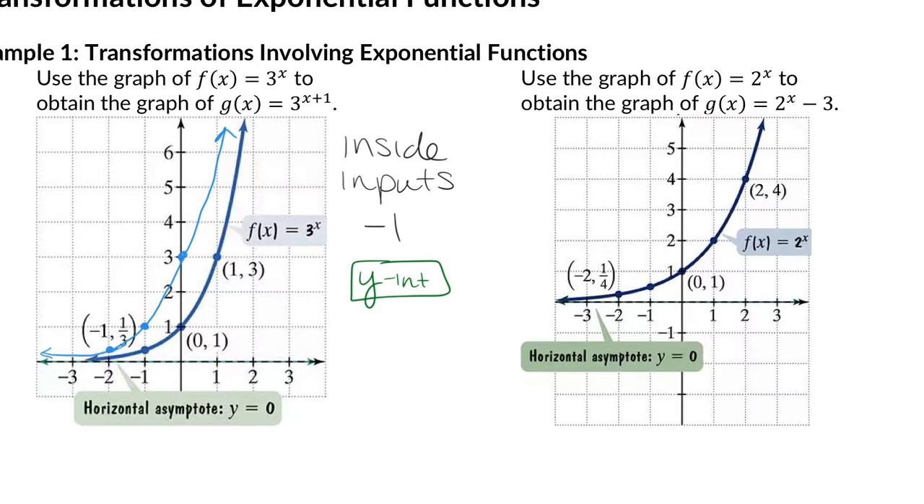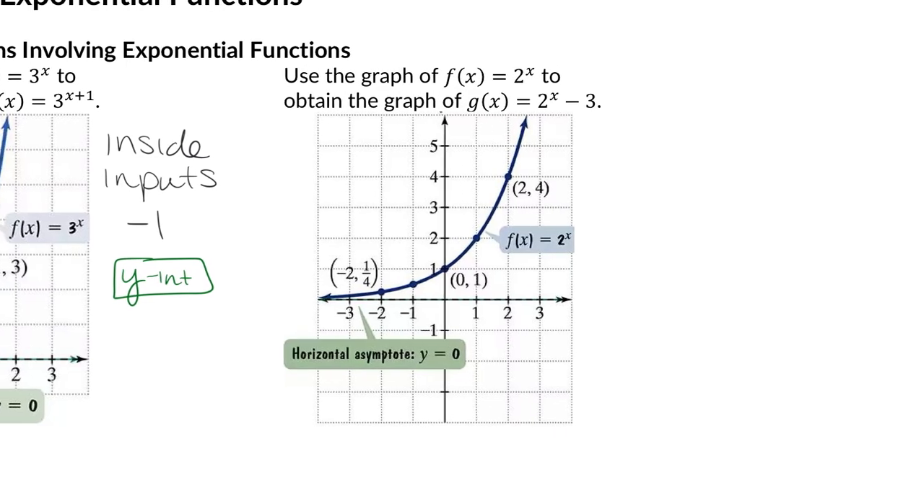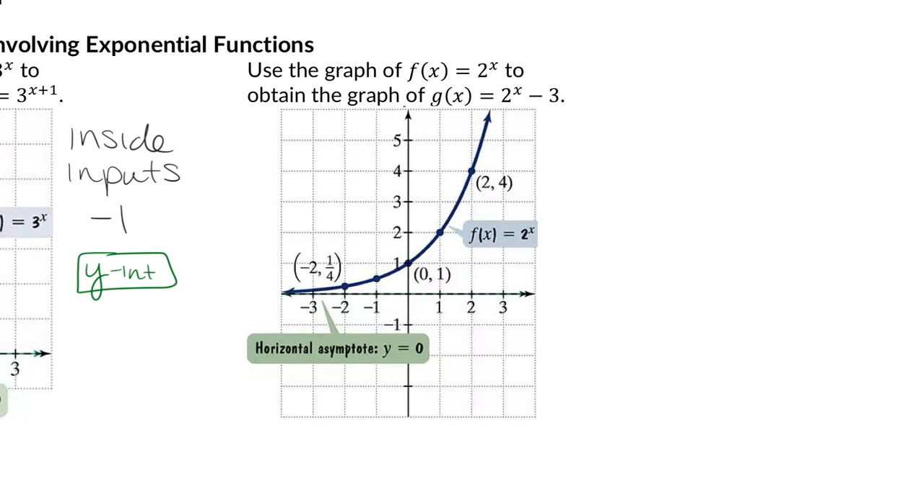What if we take a different graph? This one is base 2, 2 to the x, and we're going to use the graph of 2 to the x to obtain the graph of 2 to the x minus 3. Is that transformation appearing inside or outside? Outside. So is it going to affect the inputs or the outputs? Outputs. So the output one, you just do exactly what you see, which means we're going to take all of the outputs and we're going to subtract 3 from the outputs.